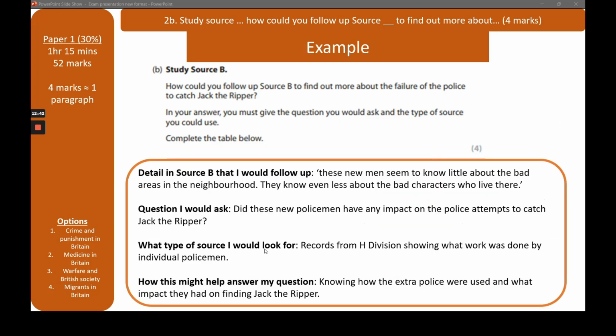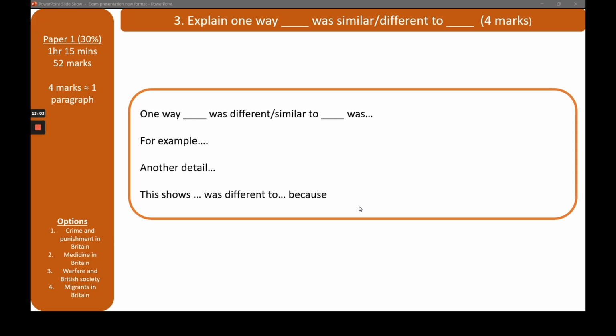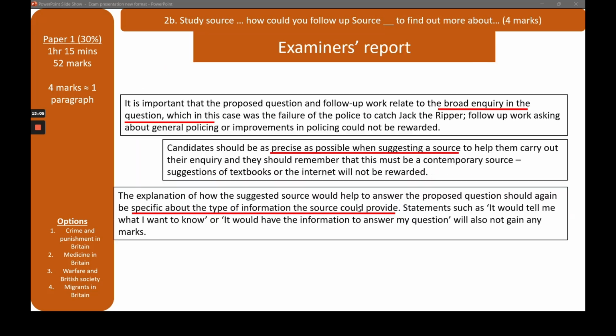So probably this source I might not get a mark for it because I've just put records from H Division. I might have been able to put individual police officers' notebooks or handbooks, the things they carried around with them to take notes. I might have said that instead. And then it should be specific about the type of information the source could provide. So what information am I looking for in that source?